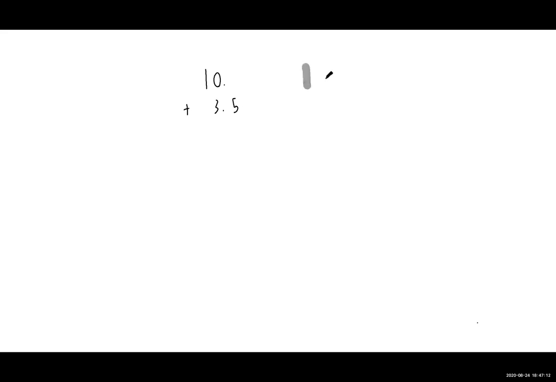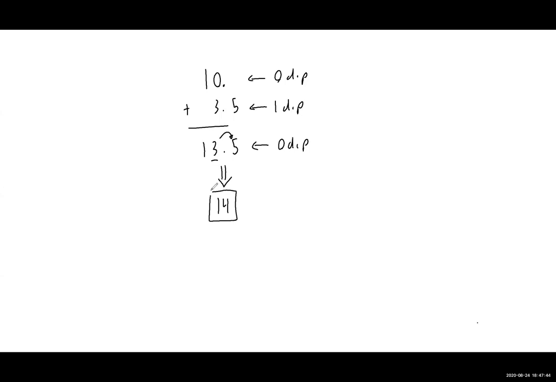So let me rewrite this. 10 dot plus 3.5, we have a number with 0 decimal places plus a number with 1 decimal place. Adding them together, we get 13.5. So we need to round this number to 0 decimal places. That in turn means we look 1 space to the right, and that gives us 14. Did that address the question in the chat?